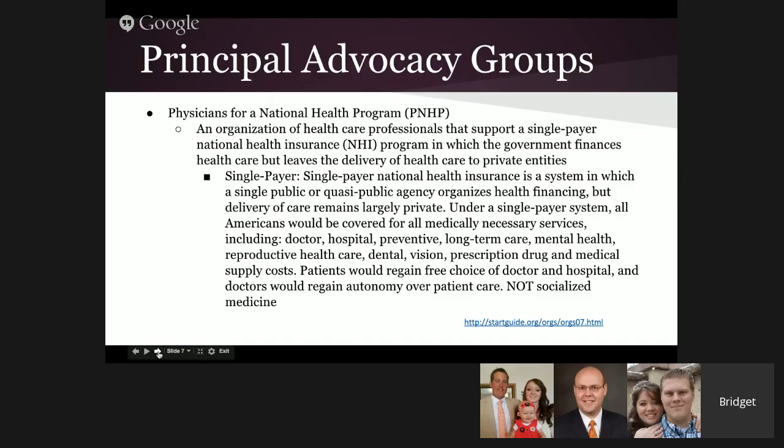Under the single-payer system, all Americans would be covered for all medically necessary services like the doctor, the hospital, preventative, long-term care, mental health, reproductive health care, dental, vision, prescription drug, and medical supply costs. Something I thought was interesting was this is not like socialized medicine where it's the government that's controlling. This is more of a people that controls the things that are happening.